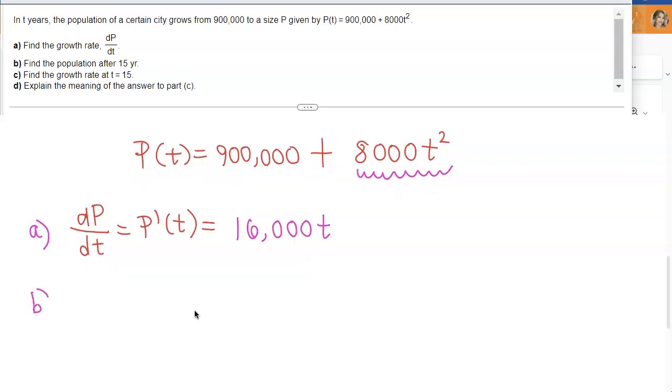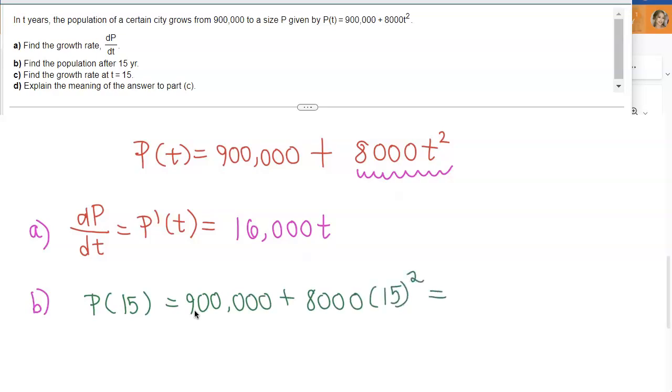Part B is asking you to find the population after 15 years. So now they're going back to the original function. They just want to know how many people we're going to have in 15 years. They're not asking for how fast this population is growing. So for part B, I will simply plug in 15 into the original function: 900,000 plus 8,000 times 15 squared. And to save time, I'll let you figure out that number. You're going to get a big number, but you do want to put a unit, like people, because we're talking about the number of people in this case.